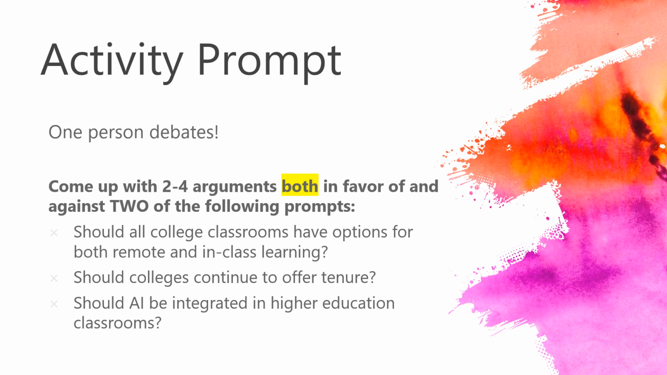The second prompt is if colleges should continue to offer tenure to faculty. And the last, I think becoming increasingly relevant, is should AI, artificial intelligence, be integrated into higher education classrooms? So again, you pick 2 of those prompts and then you pick 2 to 4 arguments both in favor and against of each prompt. And I know that I'm super opinionated on all 3 of these arguments, so I will be very curious to see what everyone else comes up with.